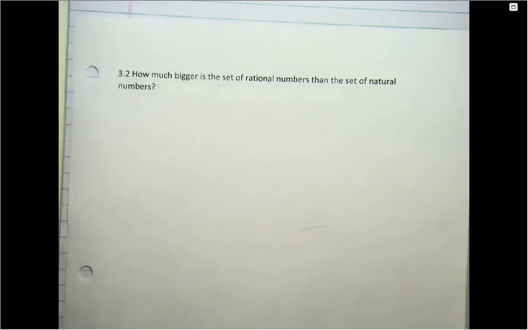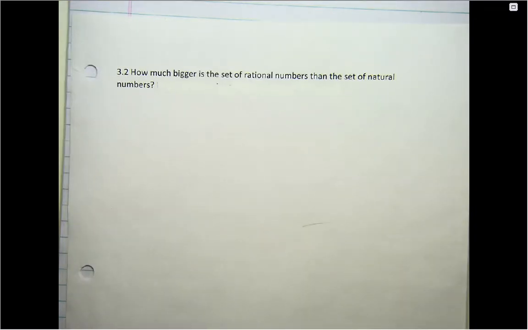Well, we've been looking at chapter 3. We started talking about the sizes of sets last week. In 3.2, we move on to infinite sets. So in the first question here, a couple of infinite sets are mentioned. The author says, how much bigger is the set of rational numbers than the set of natural numbers?